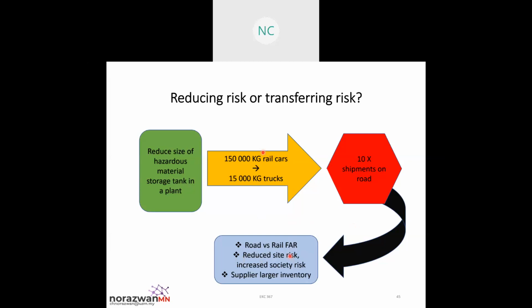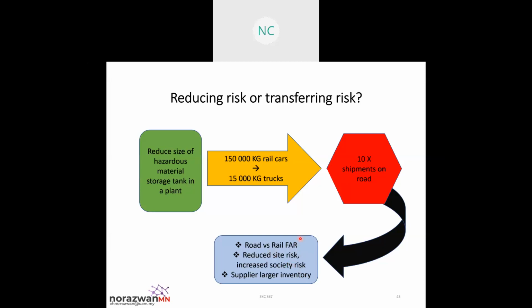Then you also need to consider that when you reduce the site risk, from 150,000 to 15,000, you have already increased your societal risk. Because for the shipment, your trucks will use the roads where everyone else also uses the same roads, so you have already increased the risk for society. So this one also needs to be considered.